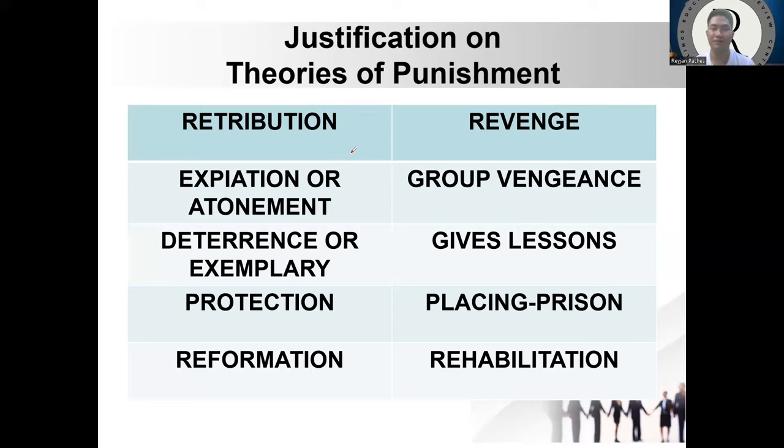Okay, so nakuha ba? Naintindihan class? Naintindihan? Paki-confirm kung naintindihan ninyo.